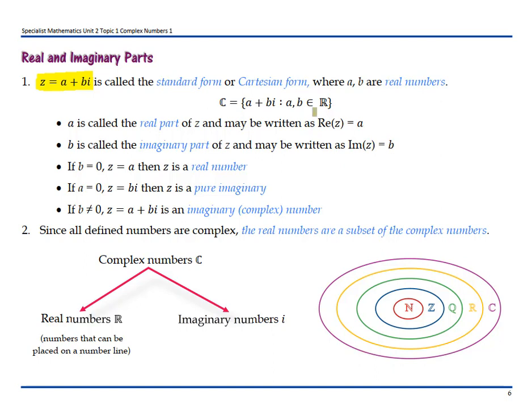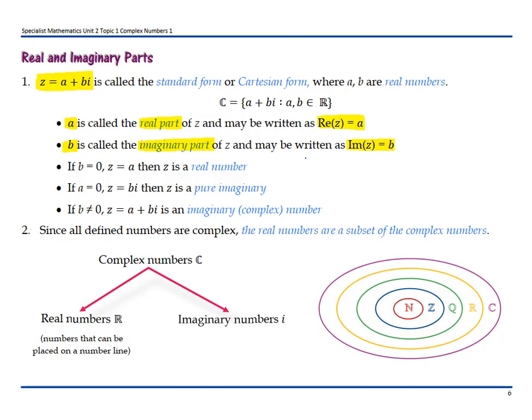So A is called the real part of Z and may be written as the real part of Z equals A. Okay, so A is the real part. B is the imaginary part and may be written as the imaginary part of Z is B. So B is the imaginary part because it's with the I. A is the real part because there's no I with it. Okay. Now, if B equals 0, Z equals A, then Z is a real number. Okay, because there's no I in it.